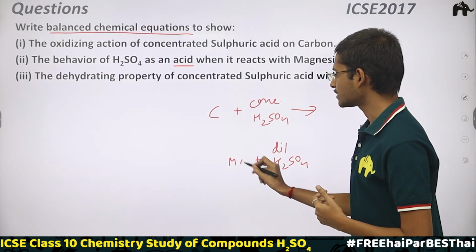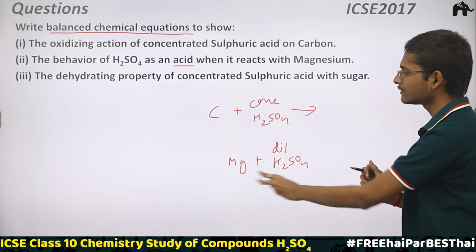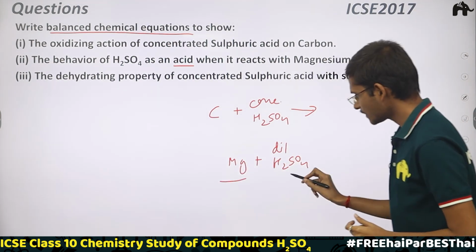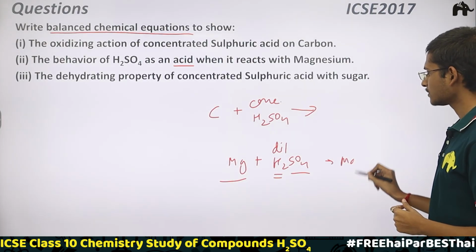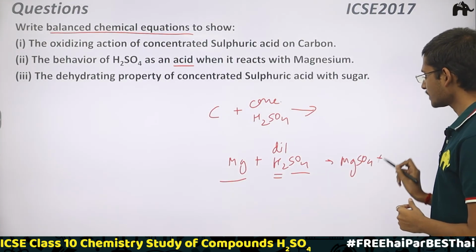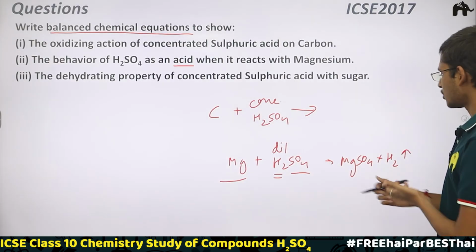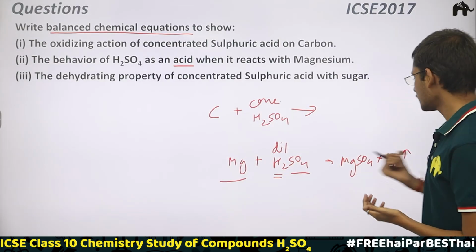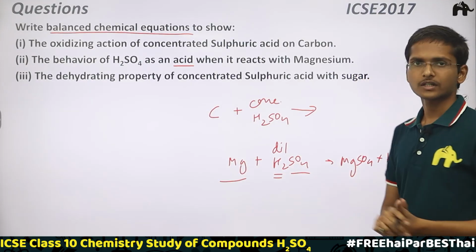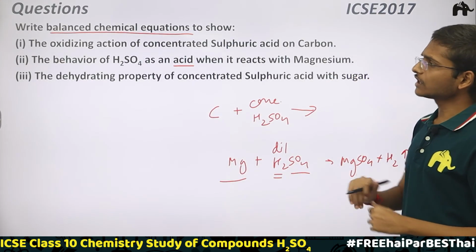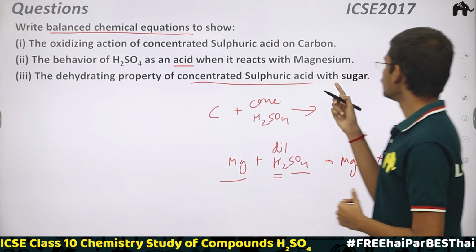Okay, so it's very simple, we know magnesium and dilute sulfuric acid would give us the sulfate of the metal and hydrogen gas is released, right? So MgSO4 and hydrogen gas is released, right? You need to balance them. Okay, almost absolutely it's balanced itself. Okay, so then that's the answer. Mg plus H2SO4 gives MgSO4 plus H2 simply. Okay, third one is dehydrating property of concentrated sulfuric acid with sugar.